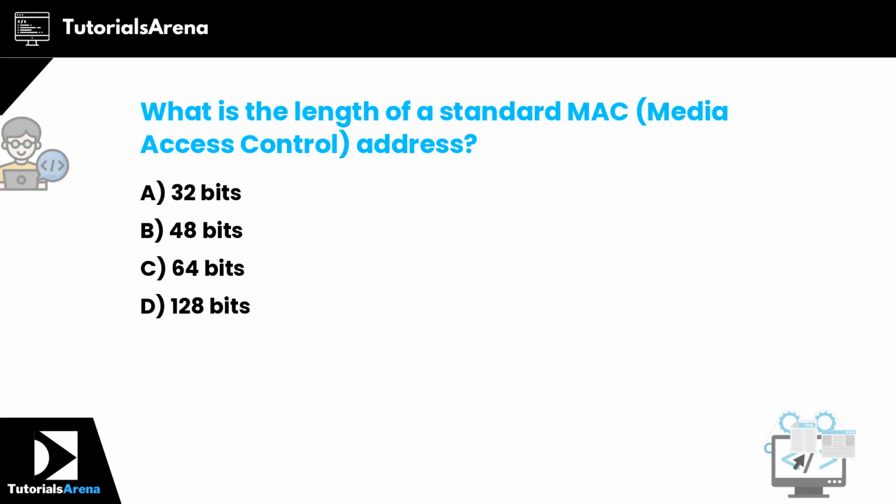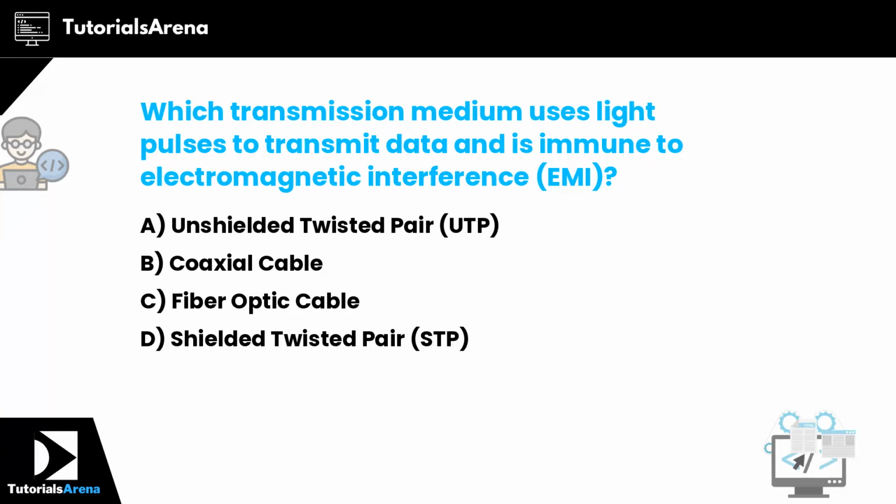What is the length of a standard MAC, media access control, address? The correct answer is option B, 48 bits. Which transmission medium uses light pulses to transmit data and is immune to electromagnetic interference, EMI? The correct answer is option C, fiber optic cable.